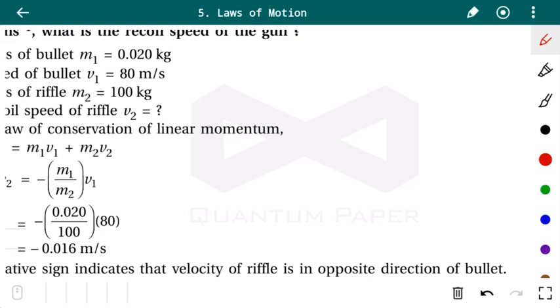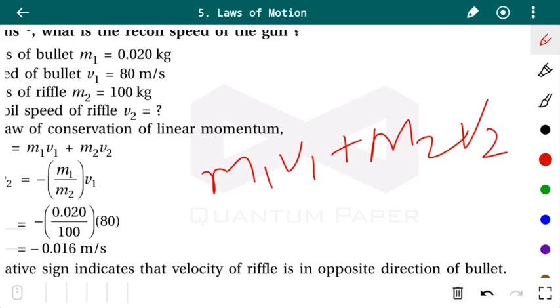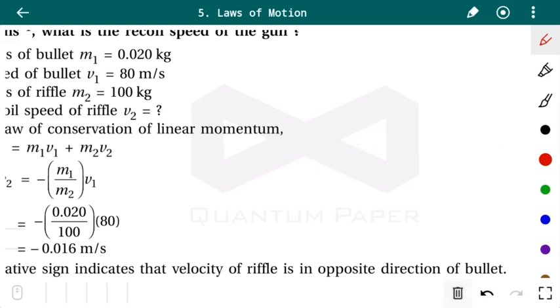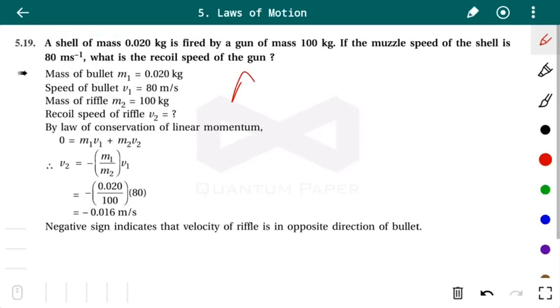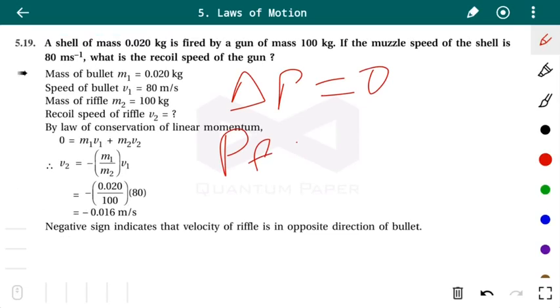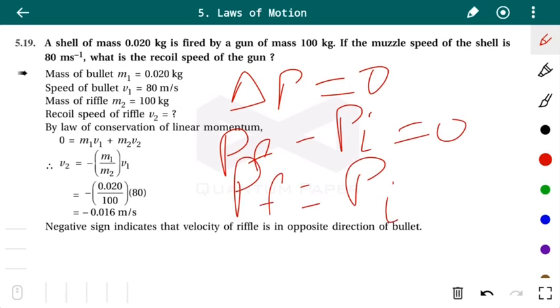Now the final momentum, that is m1 v1 plus m2 v2. So we can write over here delta p equals 0. Here final momentum minus initial momentum equals 0, that is final momentum equals initial momentum. Here we have considered final momentum equals initial momentum, which is 0.